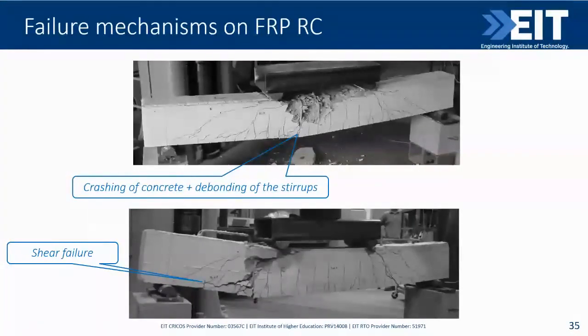We can see beams failed due to crushing of concrete in the compression zone, or debonding of stirrups over the tension zone. So you can't really see it on this small picture, but it's there. Also, we can notice the large diagonal shear crack here due to the low shear resistance, or shear failure as well. That's the main failure mechanism in FRP reinforced concrete elements.